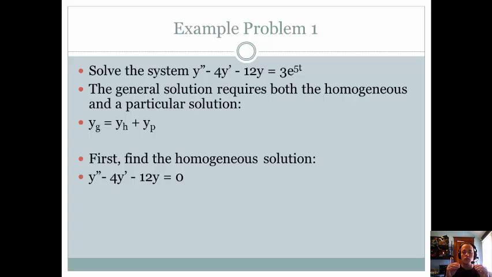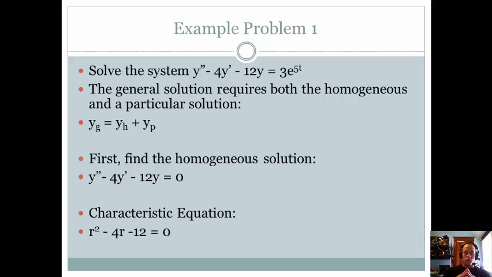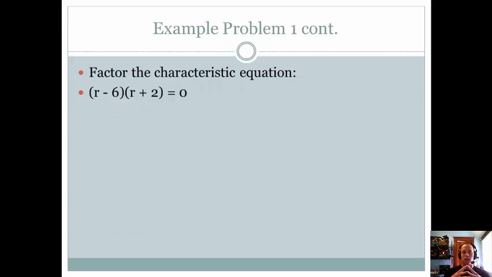But if you need to find this homogeneous solution, what we're going to do is replace our non-homogeneous term, that's our 3e to the 5t, with 0, making this system homogeneous. And then we find a characteristic equation. So we turn our y double prime minus 4y prime minus 12y into r squared minus 4r minus 12 using the method of characteristics.